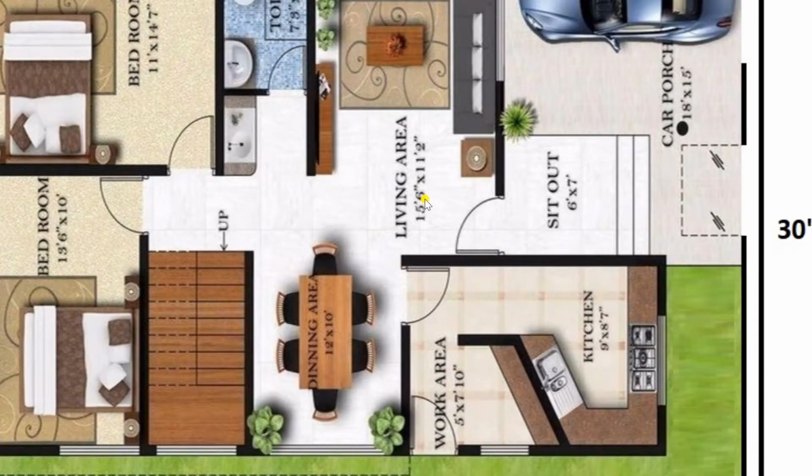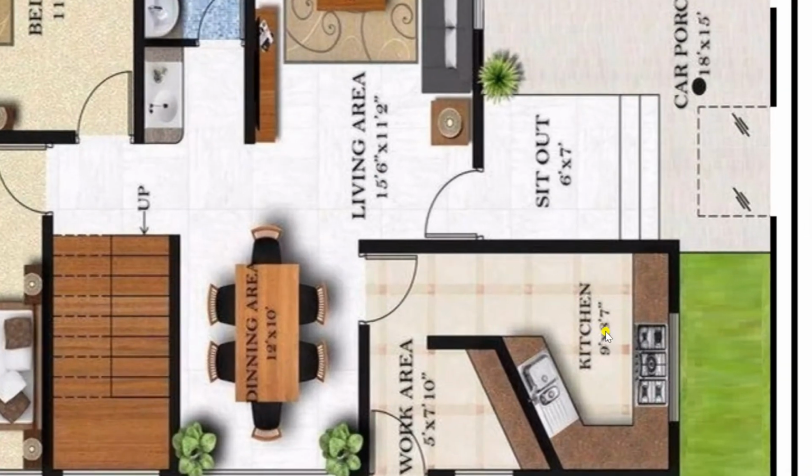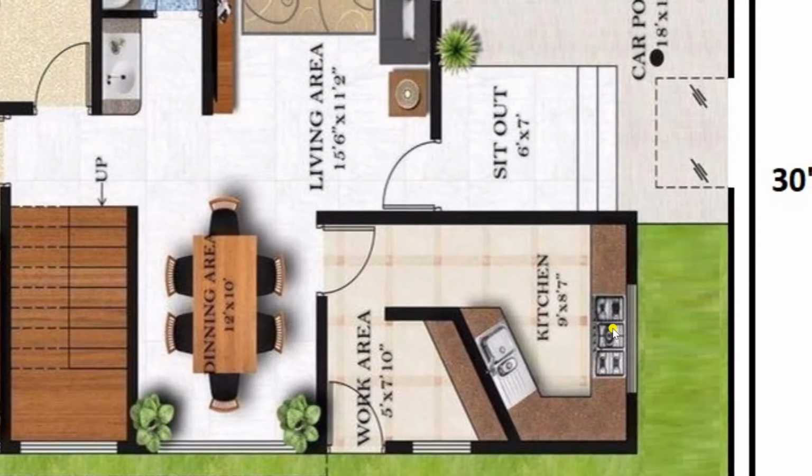And from this living area I am moving towards the kitchen room. So here in the kitchen room, as per Vastu we have designed, which is a dimension of 9 feet by 8 feet 7 inches. Here we have plotted a platform for the purpose of cooking and here for the purpose of washing area, and from this side of the kitchen we have plotted a work area for washing clothes, domestic use, all purposes can be served here.